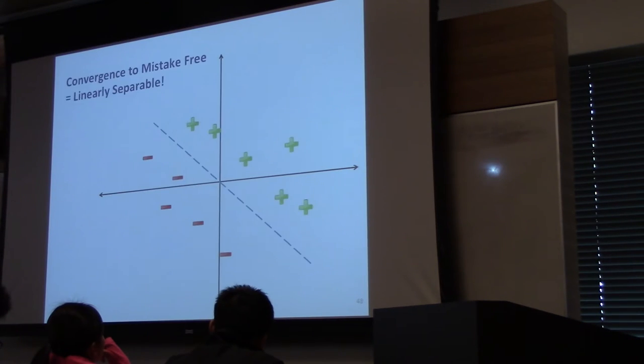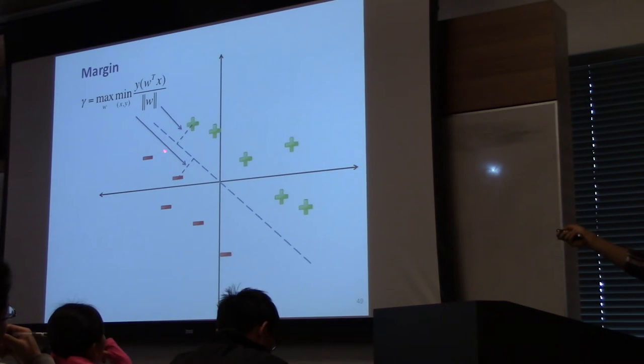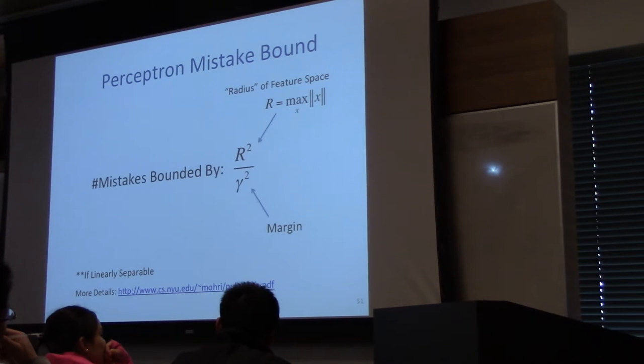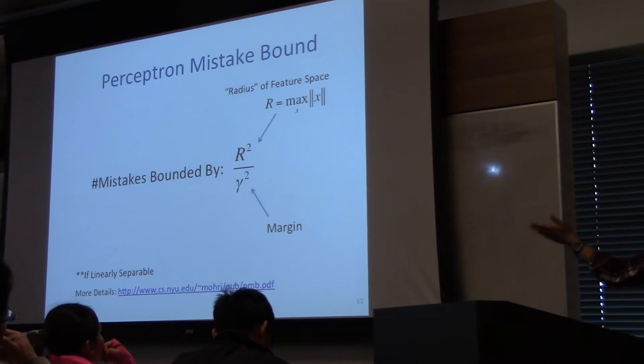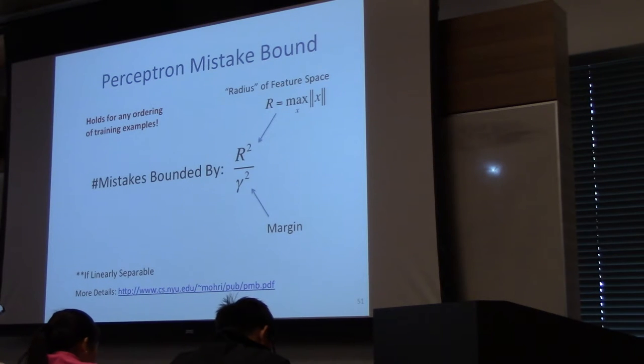As the problem, so as this point and this point become closer and closer together, and as the margin shrinks to zero, then the number of mistakes grows unbounded. And the only way that can happen is if it keeps making mistakes on the same examples over and over and over again, because in that case, it becomes not linearly separable. So for those of you taking CS156, this should mostly all be review.